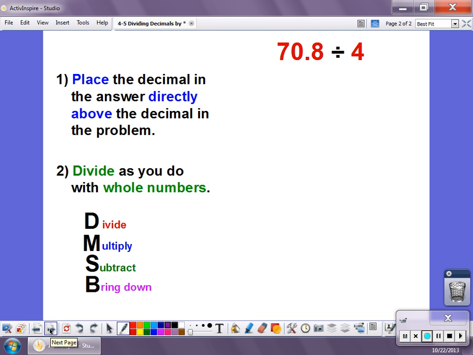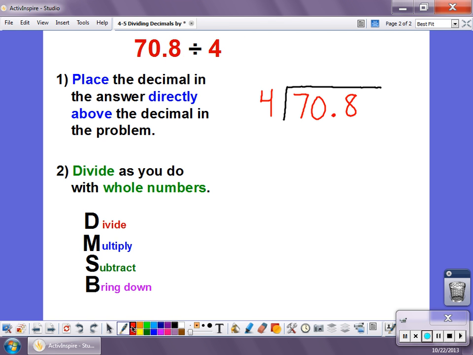Okay, remember, step 1 says place the decimal in the answer directly above where the decimal was in the problem. Well, this problem isn't set up the same way. What I need to do is set up this problem so that it looks the same. I want to know how many times 70.8 can be divided by 4. Well, once it's written like this, now it's easy to see where my decimal point should go. So back to step number 1, I'm going to put my decimal directly above where it is in my problem.